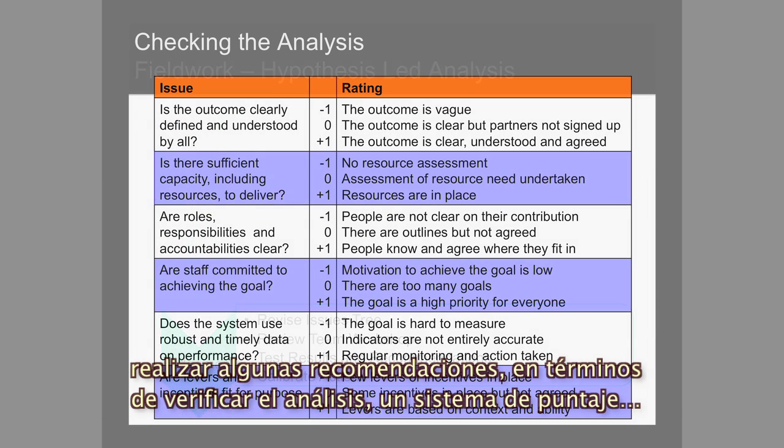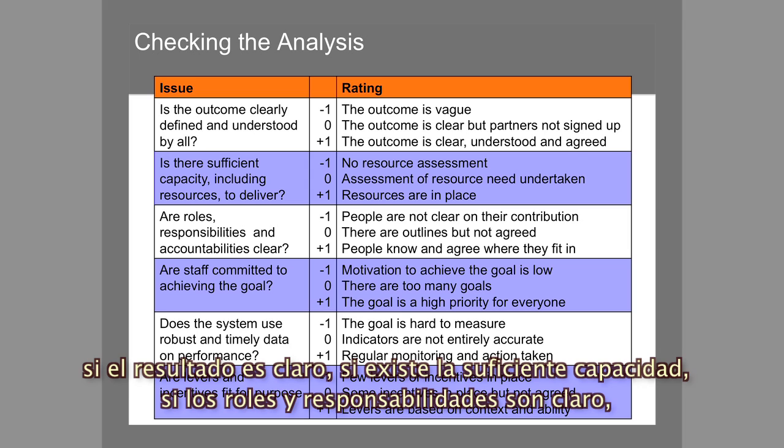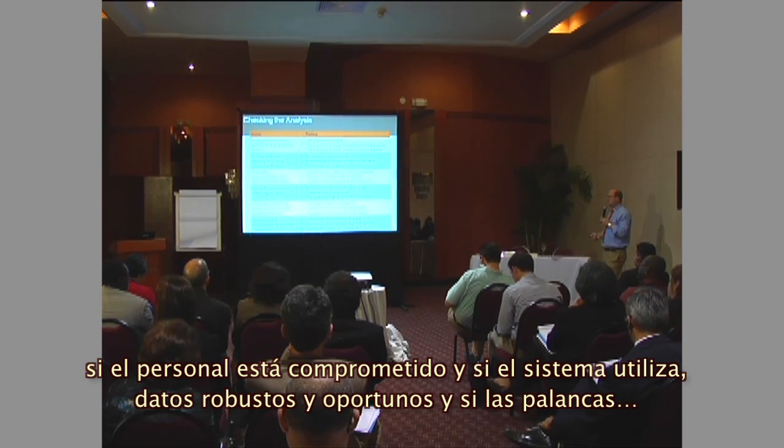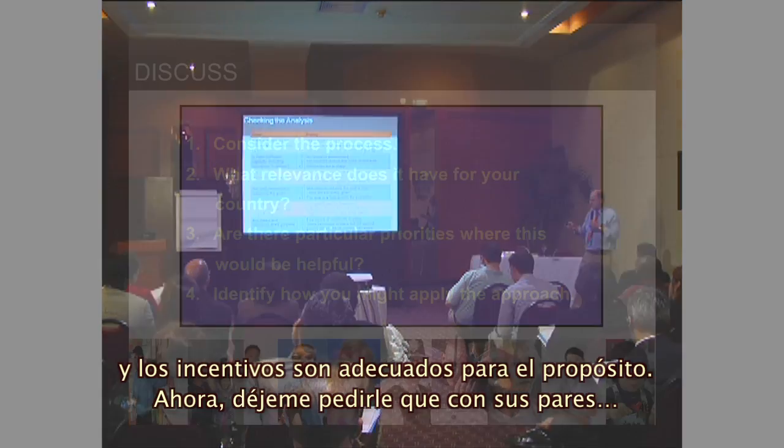In terms of checking the analysis, there's a simple scoring system which enables you to ask: is the outcome clear? Again, you'll see the consistency with the original slide I was using on delivery. Is the outcome clear? Is there sufficient capacity? Are roles and responsibilities clear? Are staff committed? Does the system use robust and timely data? And are the levers and incentives fit for purpose?